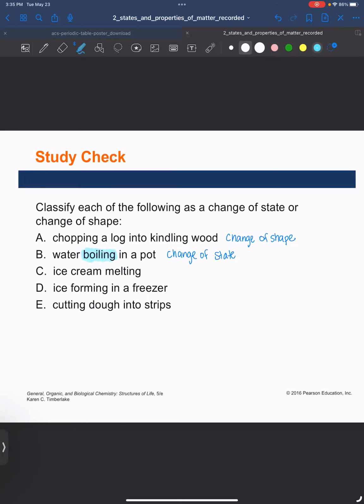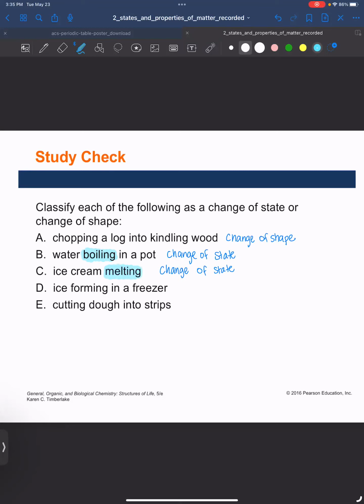Ice cream melting. Good, that's a change of state. Ice cream's going from a solid to a liquid. And the key word that told us that was taking place is melting.